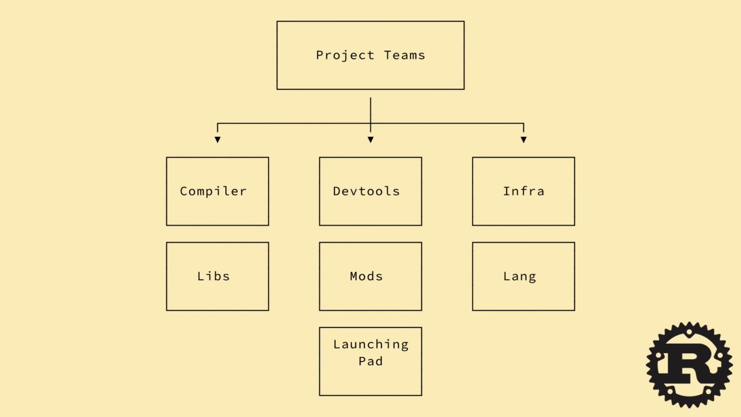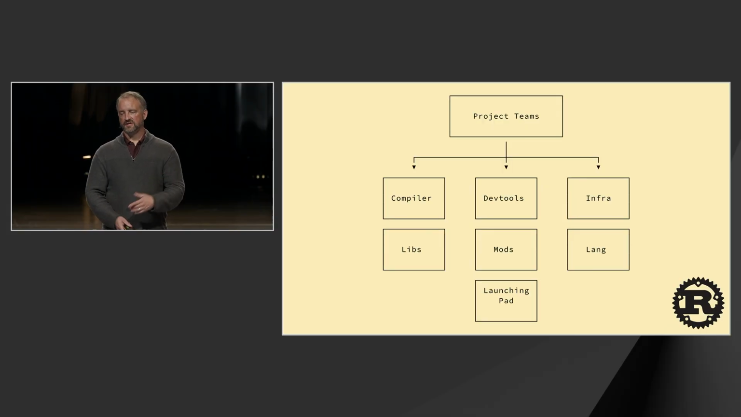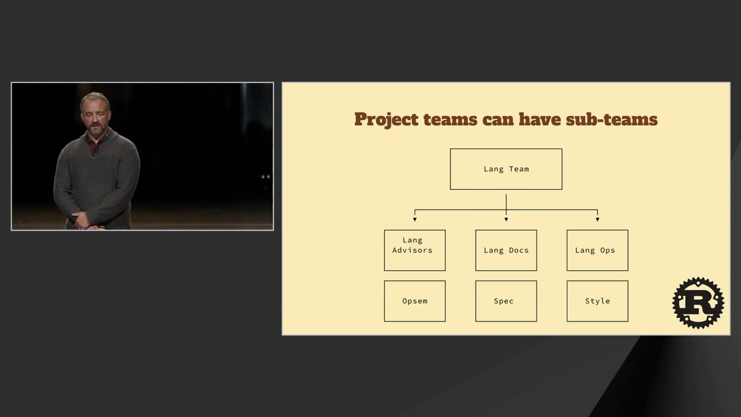So there's compiler, the library teams, moderation, dev tools, infrastructure runs things like our CI, and some of the different tools we use to communicate with each other. There's the language team that owns what the Rust language itself is, and then Launching Pad is kind of this umbrella organization for all of the working groups so that they also can get representation within the project.